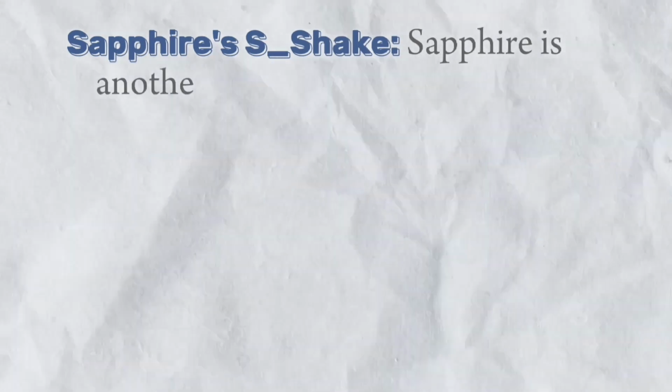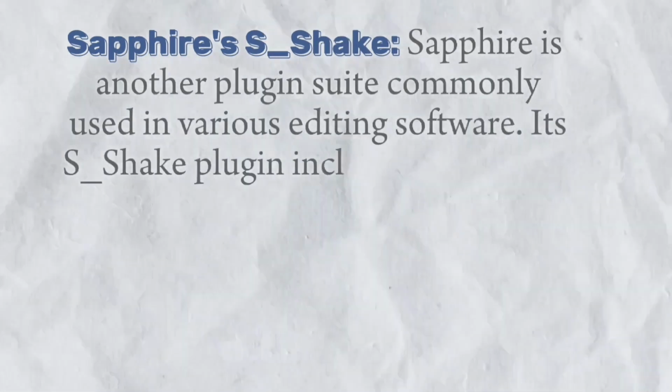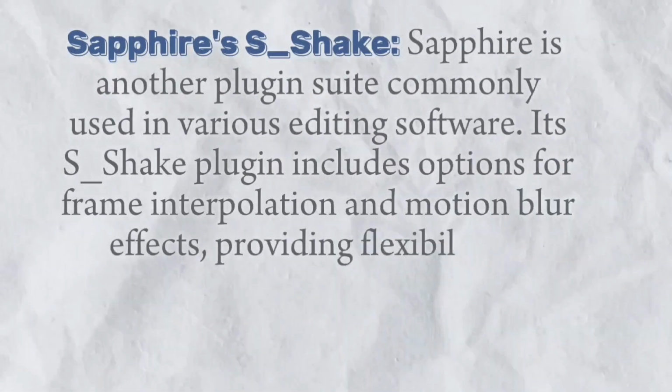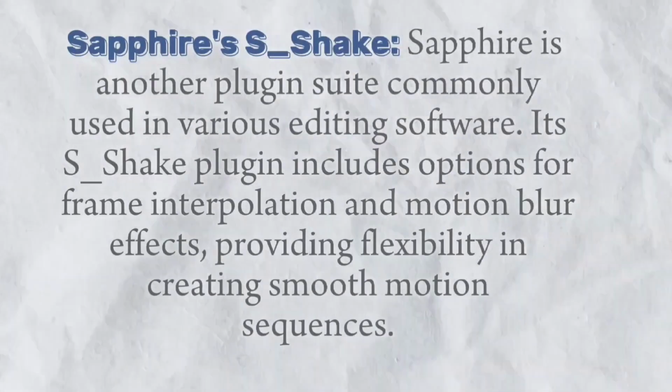It will all make sense as we get into the examples. Sapphire's S-Shake. Sapphire is another plugin suite commonly used in various editing software. Its plugin includes options for frame interpolation and motion blur effects, providing flexibility creating smooth motion sequences.